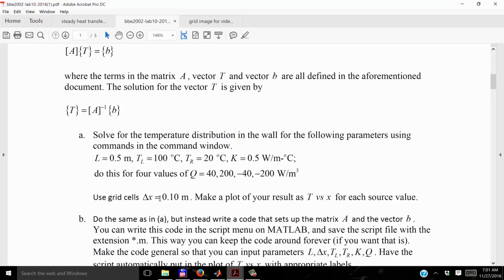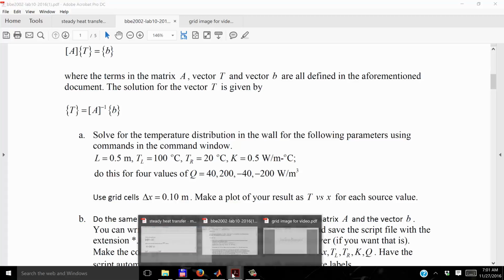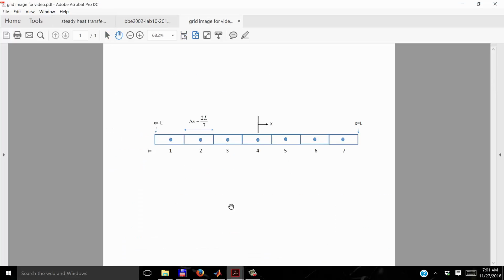I'm going to do it with 7 grid cells. So delta X would just be equal to 1 divided by 7. So we'll do it for this case, where here's the wall. It has width equal to 2 times L. The delta X, if I have 7 grid cells, would just be equal to 2L divided by 7.